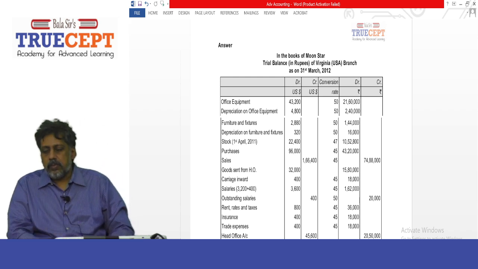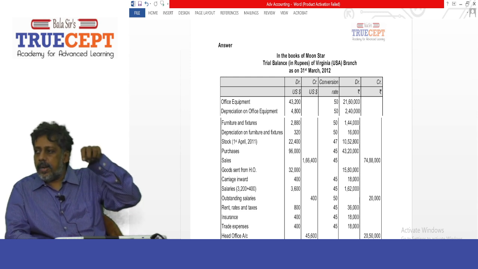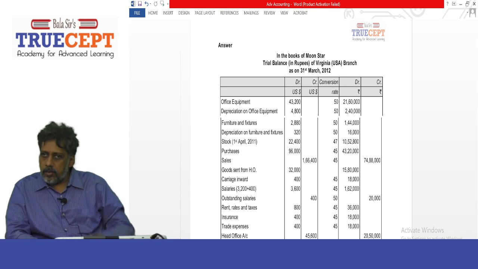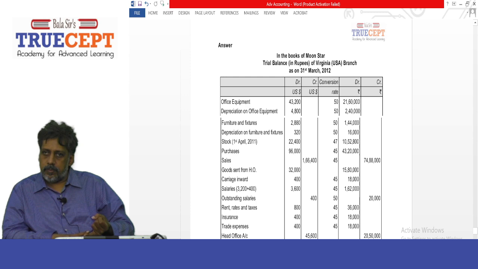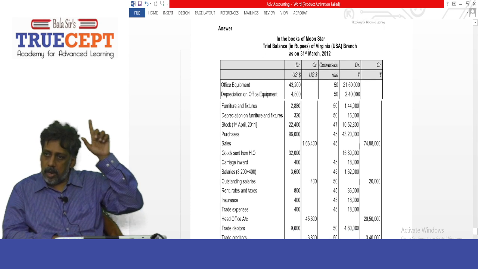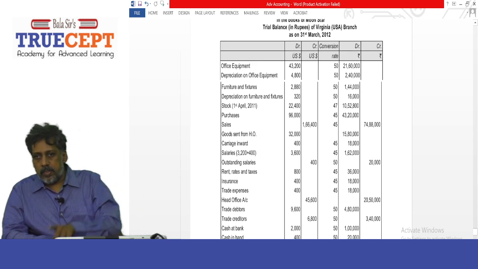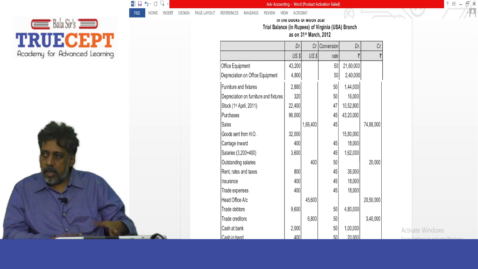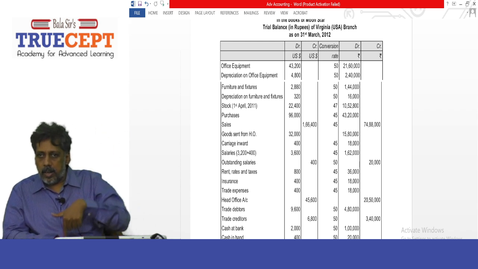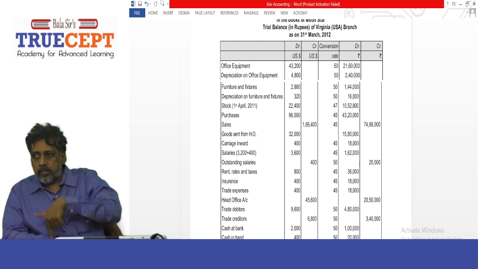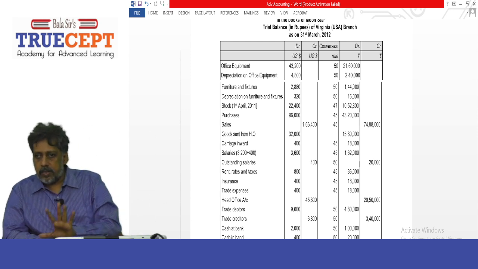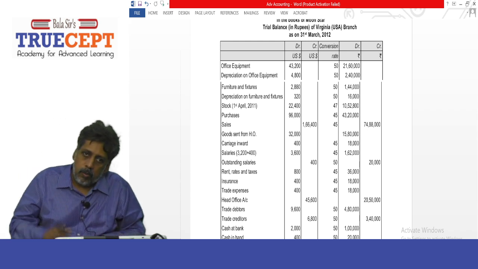So now we shall go ahead and take on the trial balance. Just see the solution out there. First, order, particulars. Debit and credit in US dollars. The conversion rate. If you want, you can write conversion basis, where you can write in words whether you want to use a closing rate or average rate, or you can write the rate itself. And then in rupees, debits and credits. Is that clear? Now we shall start. What is the first item?